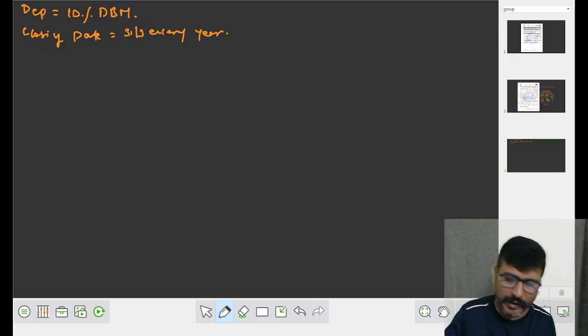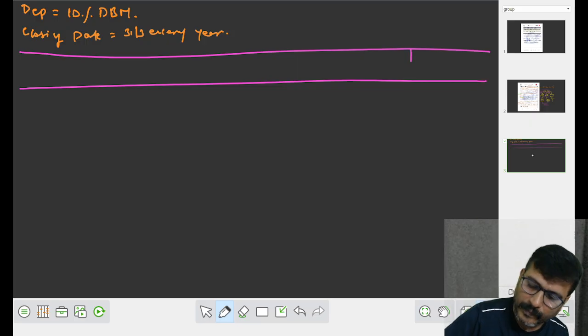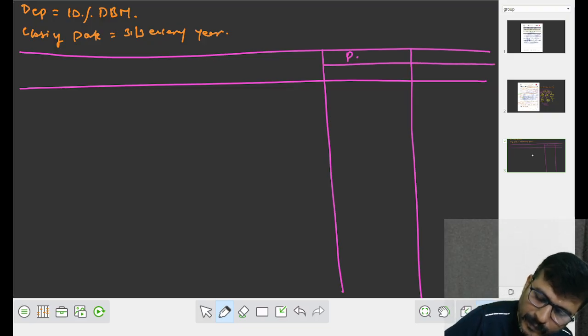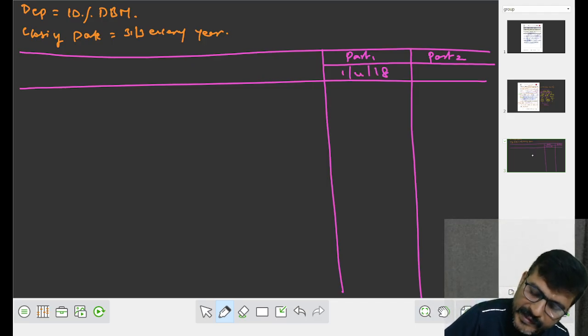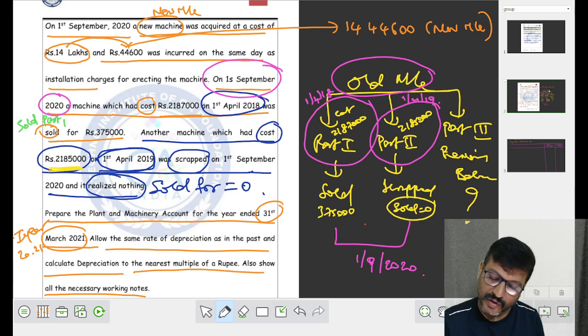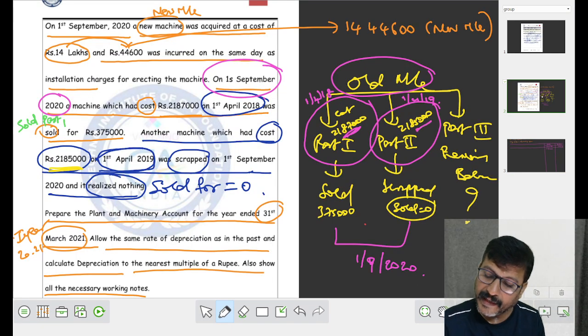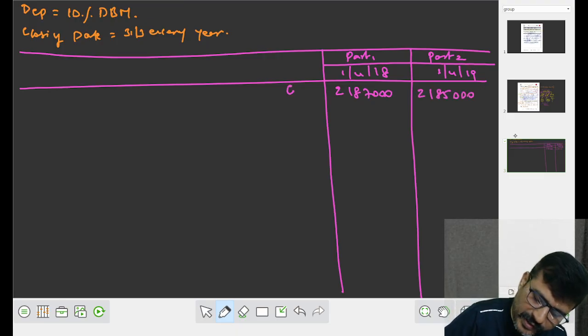See how to solve the problem. Let us have two sections. Part 1, Part 2. When it is given? 1st April 18. This is given on 1st April 19. What is the cost? 21,87,000. What is the cost of this one? 21,85,000. What these two is? Cost.